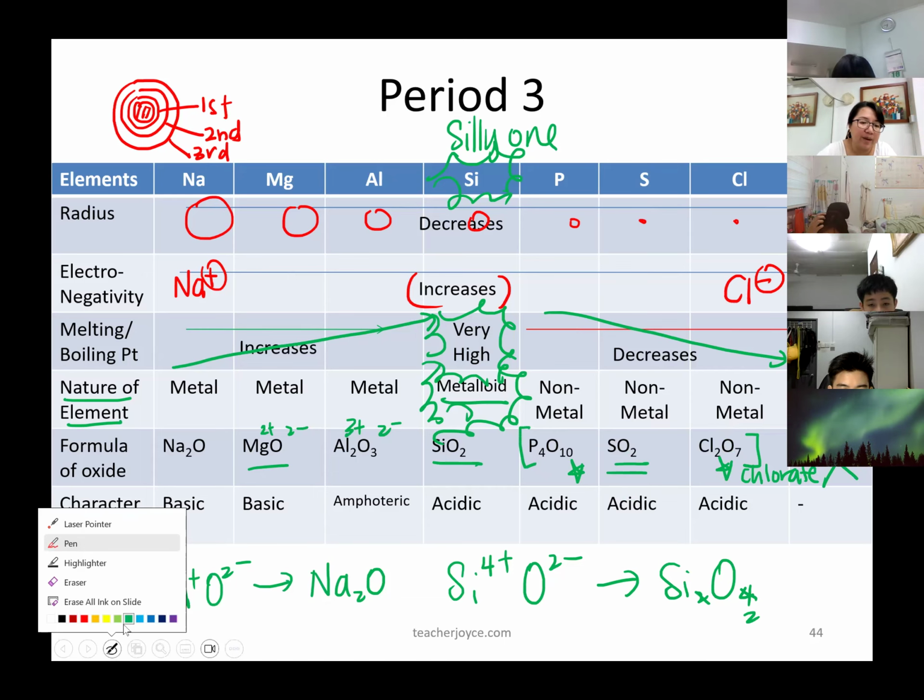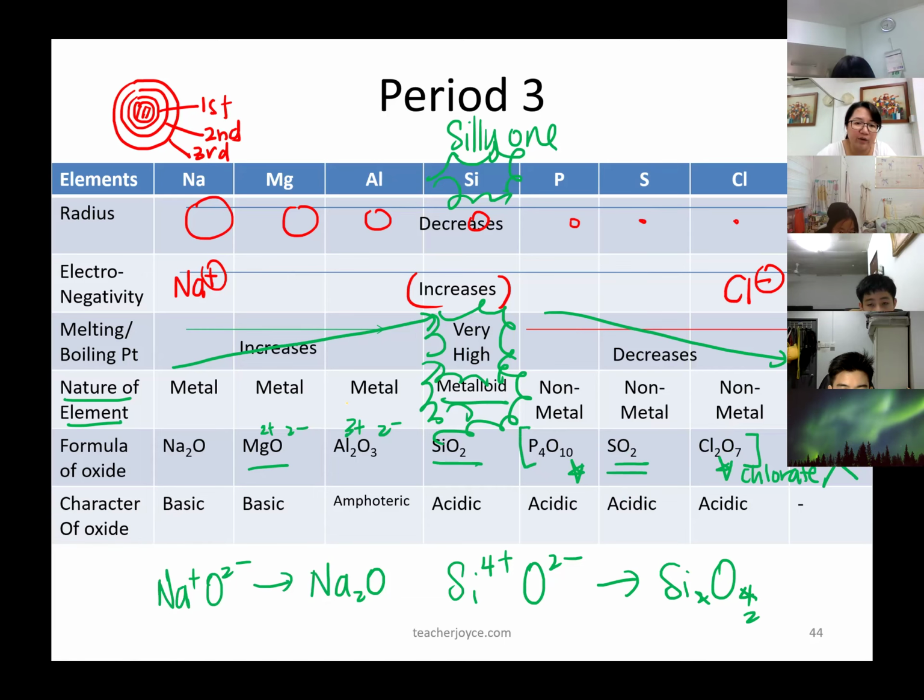Okay. Then remember I asked you all to do something? I said, hey, can you all highlight the A here for aluminium and A here for amphoteric? Because only the amphoteric happens to this aluminium oxide. Okay, let me explain.